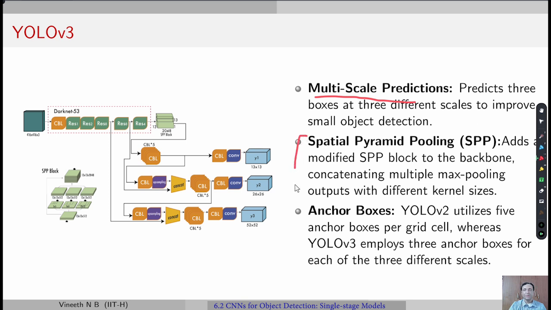This was done using spatial pyramid pooling, where a modified SPP block was added to the backbone and it concatenated multiple max pooling outputs with different kernel sizes to get the multi-scale effect. While YOLO V2 used 5 anchor boxes per grid cell, YOLO V3 uses 3 anchor boxes but 3 at each of 3 scales. So totally there are 9 because of this.